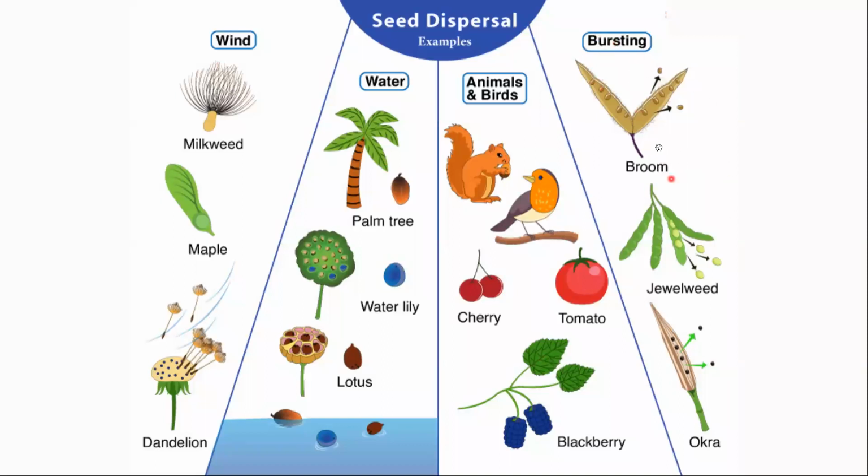For example, broom, jewelweed, and okra. Let me give you an example: the okra plant, when it is ready to disperse by bursting, will dry up and then suddenly burst out. When it bursts out, it leaves all its seeds to go far, far away from the plant, which allows it to disperse. So these are the four ways how seed dispersal happens.